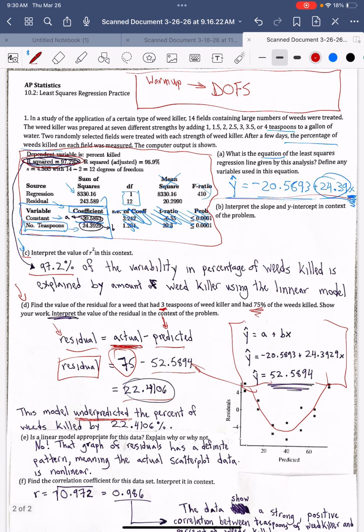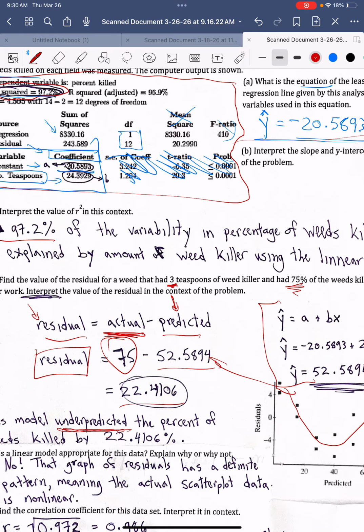And then be aware of the little trick I was telling you about, where if I give you a residual and I give you an X value to solve for a predicted value using an equation, right, a regression equation, you should be able to solve for an actual data point.